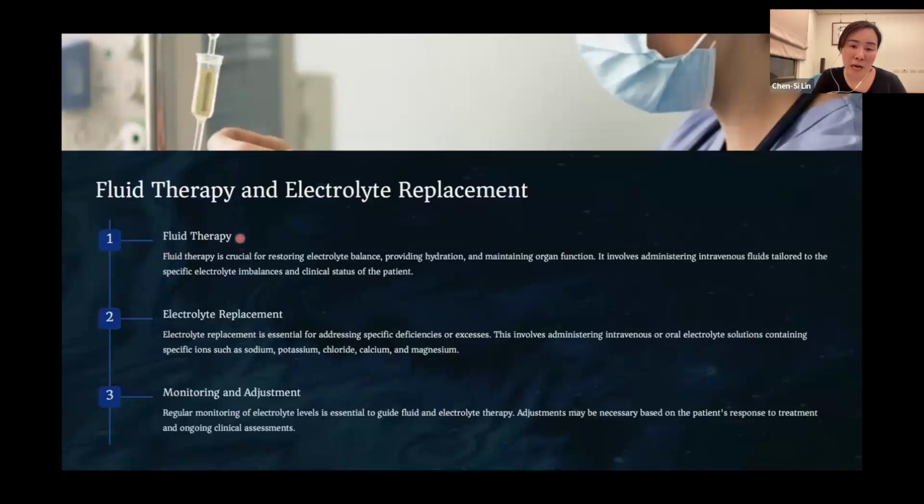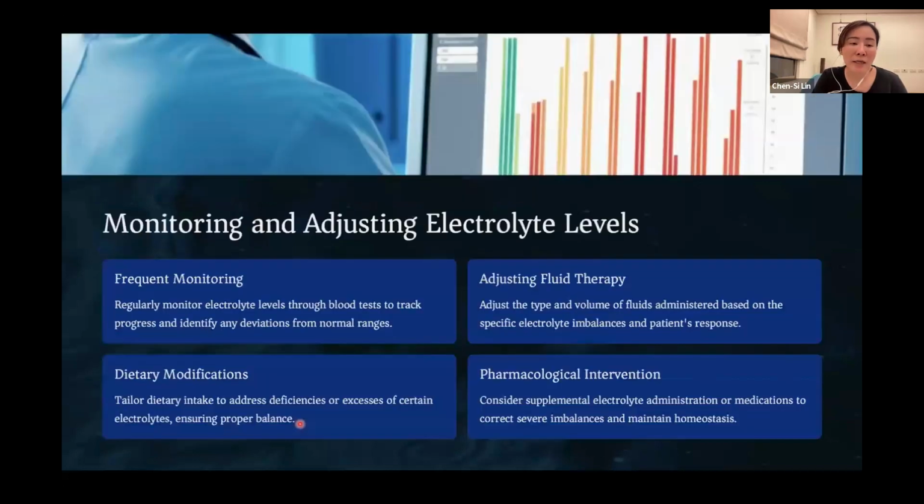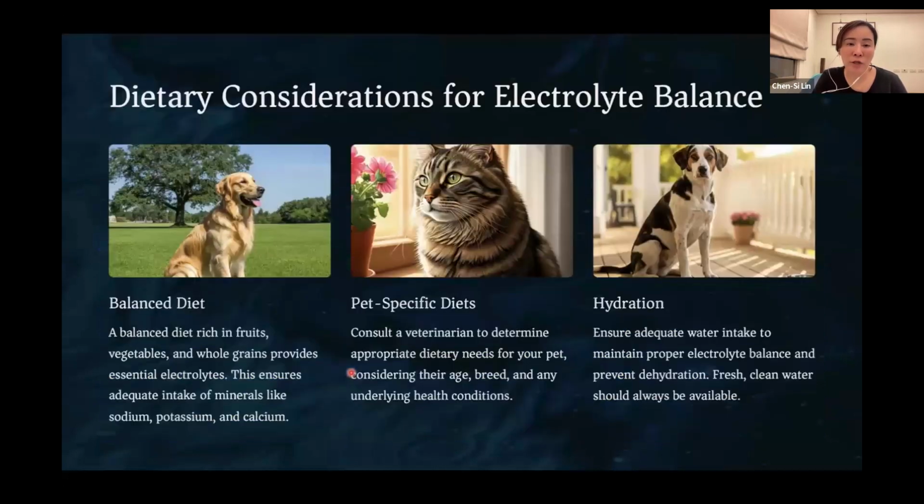So we need to do fluid therapy for each different kind of electrolyte imbalance. What we need to do is tailor-made fluid therapy. We may need to use some electrolyte replacements. That means we need to adjust all these electrolytes to within their normal range, with regular monitoring and adjustment, including diet management and specific medication as needed. So this is what we do to manage electrolyte imbalance.